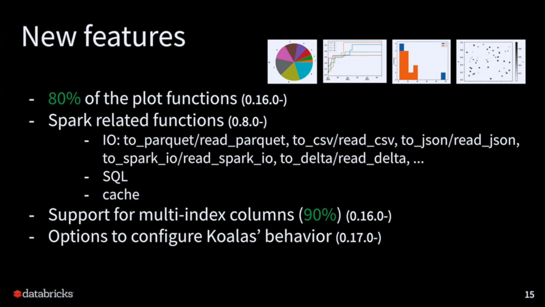And also, we started support for the multi-index columns. The coverage is 90% of the existing APIs, and will be complete soon. Finally, we provide the options API to configure Koalas behavior. You can now configure, for example, how many rows Koalas displays in the console or Jupyter Notebook. Or you can also configure the default index type, which I will talk about later in this session.